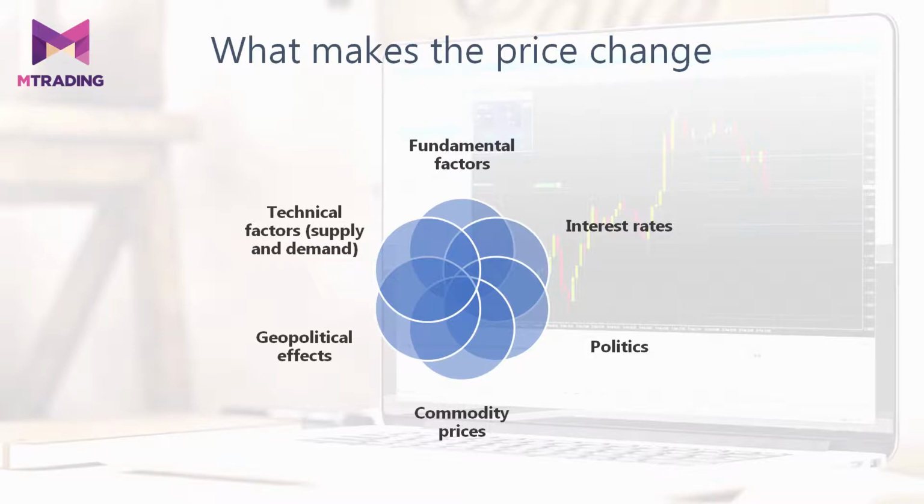In order to be able to trade the markets, we need to understand what can influence the price of an instrument. As you can imagine, there can be many factors. Some of the examples are politics, geopolitical effects, technical factors, fundamental factors, interest rates, and commodity prices, of course, as well. For example, if we look at the Canadian dollar, it is very closely correlated to the price of oil. That is because they are one of the big exporters of oil. So, if the price of oil goes up, the Canadian dollar goes up. If the oil price goes down, in most cases the Canadian dollar also goes down.